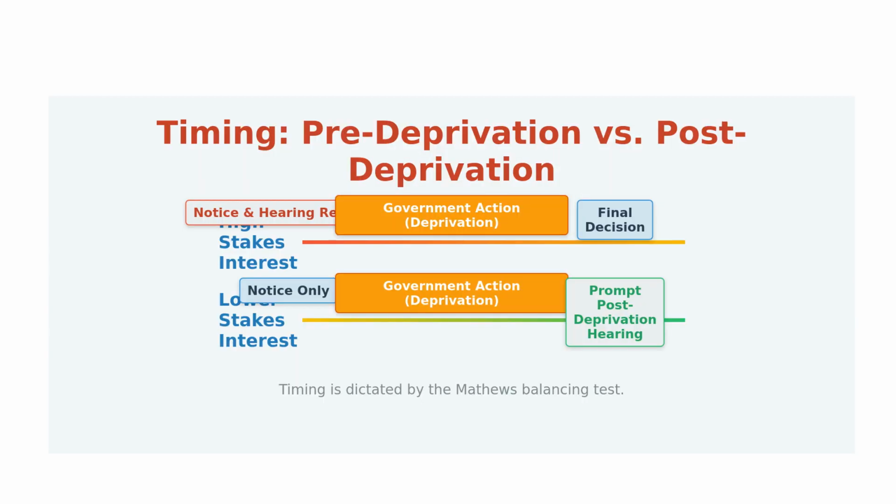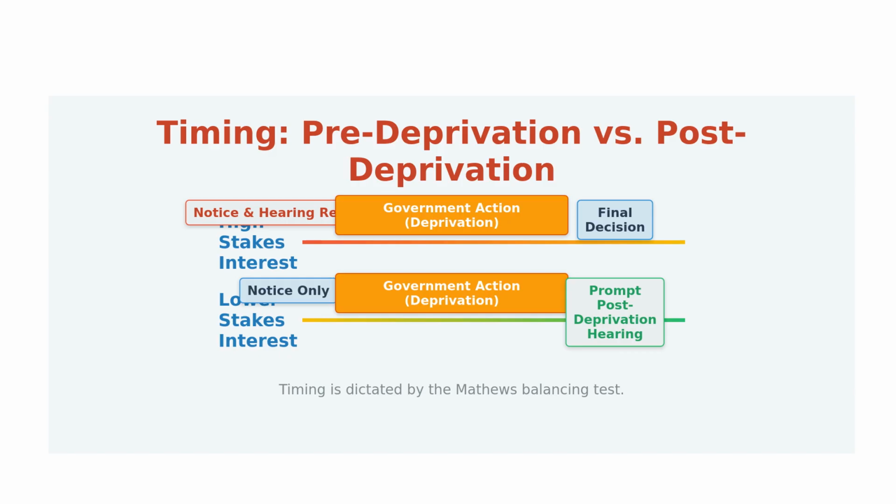The balancing test we just reviewed directly informs the critical question of when the required process must occur. Should the hearing happen before the government action, or can it follow? Generally, the timing hinges on the weight of the private interest identified by the first Matthews factor. When the interest is high stakes, think immediate termination of essential welfare benefits, as seen in Goldberg v. Kelly, the Constitution usually demands pre-deprivation notice and a hearing. The risk of erroneous deprivation pending the hearing is simply too severe to tolerate.